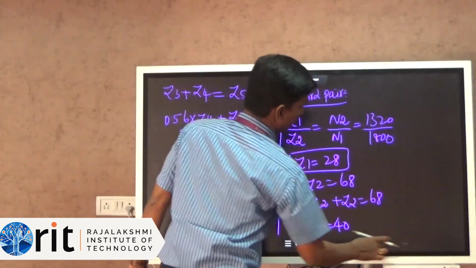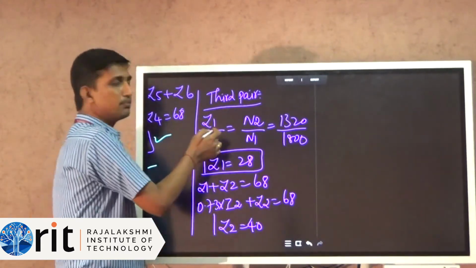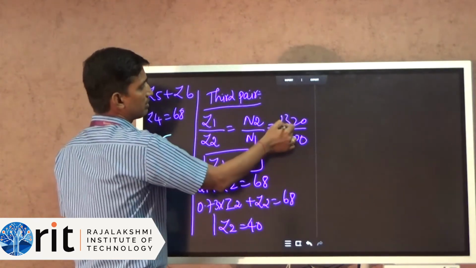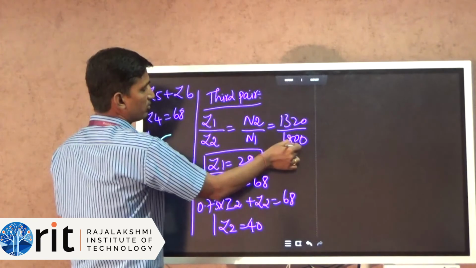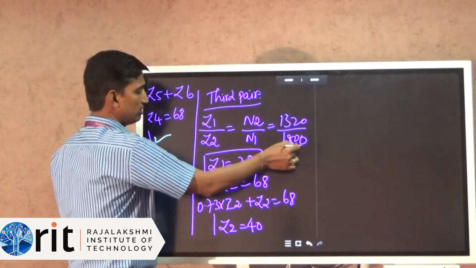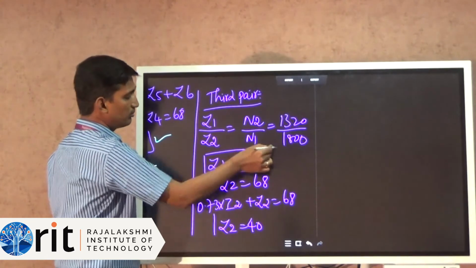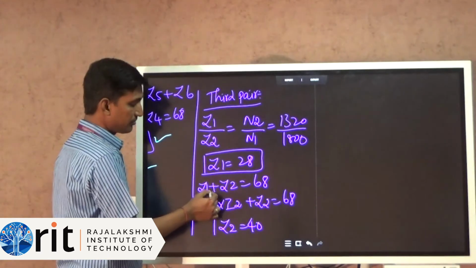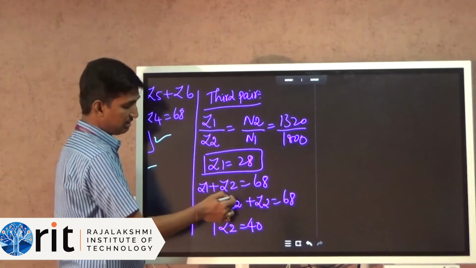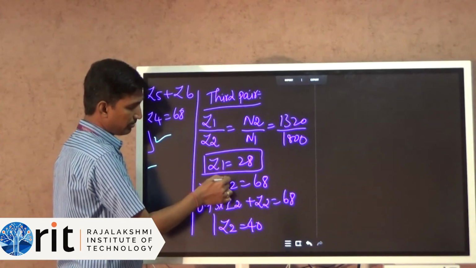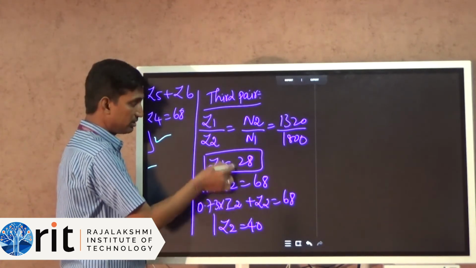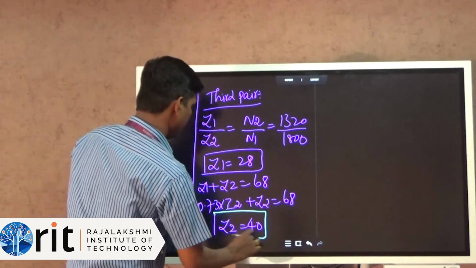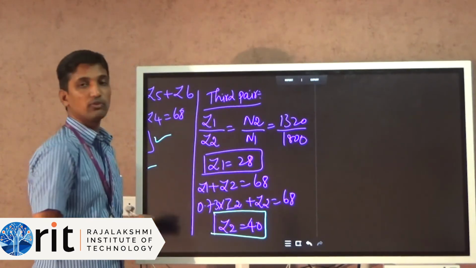Then at last, the third pair. The third pair consists of Z1 divided by Z2 equal to N2 divided by N1. The maximum RPM is 1320 divided by the maximum RPM in that particular engaging gear, which is 1800. By dividing both the values, we have found that Z1 equals 28. Then the combination Z1 plus Z2 equals 68. By substituting all the values in that particular equation, I am finding Z2 equal to 40. Similarly, Z1 equals 28.